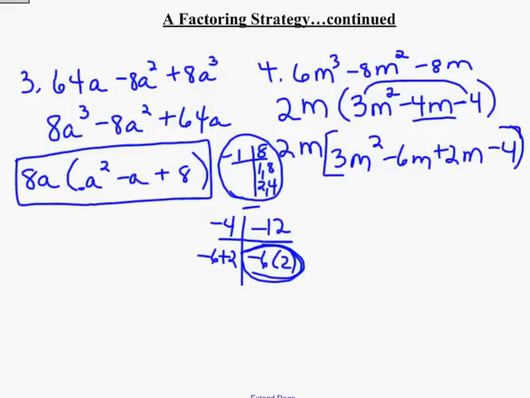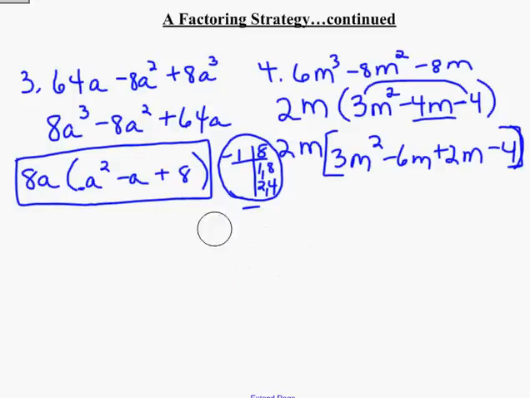Should have put a bracket there, shouldn't I? Okay, negative 6m and positive 2m make negative 4m when I add them, and that's what I wanted to do, is add those two numbers to be my middle term. So now I'm going to use grouping. So let me erase my work over here so I've got some more space.